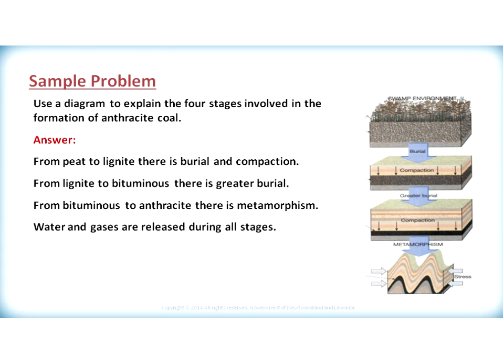Let's look at another sample problem. The problem reads, use a diagram to explain the 4 stages involved in the formation of anthracite coal. So we're looking at the formation of anthracite coal, and we know that anthracite coal forms when conditions are favorable for metamorphism to occur. We must start out with the first stage of coal, and that will be peat.